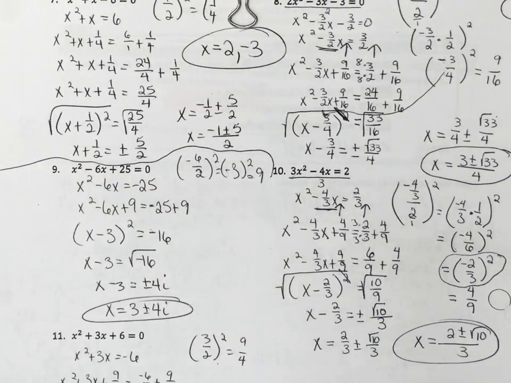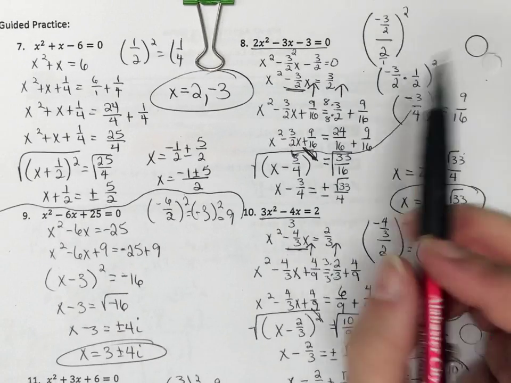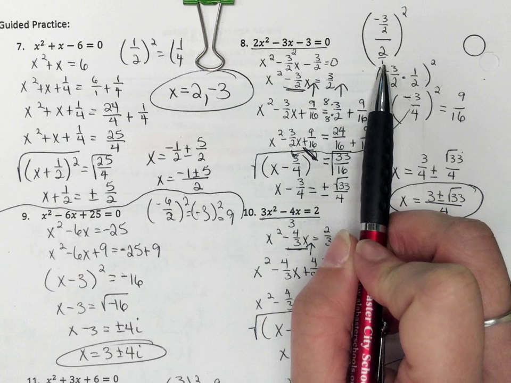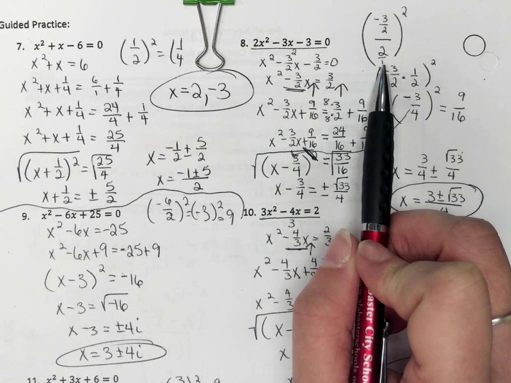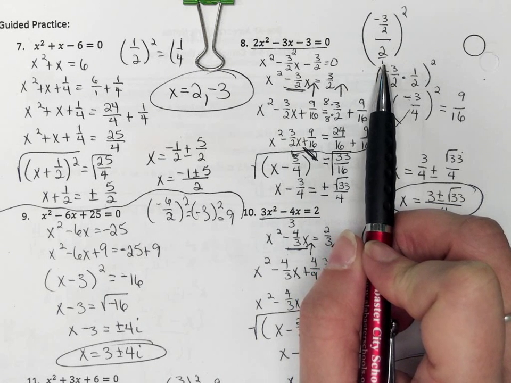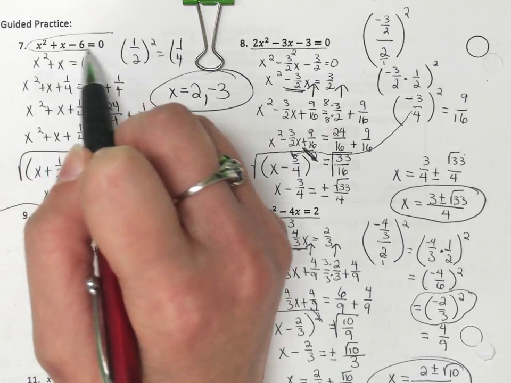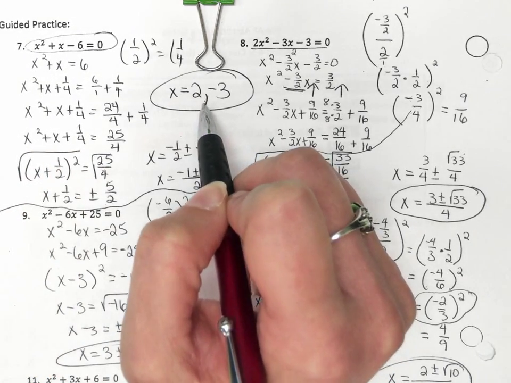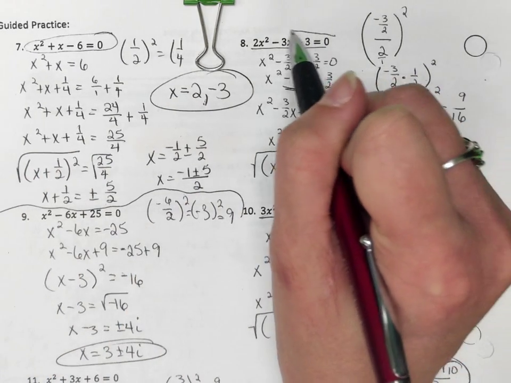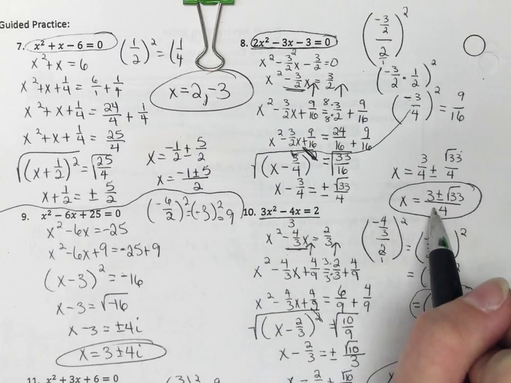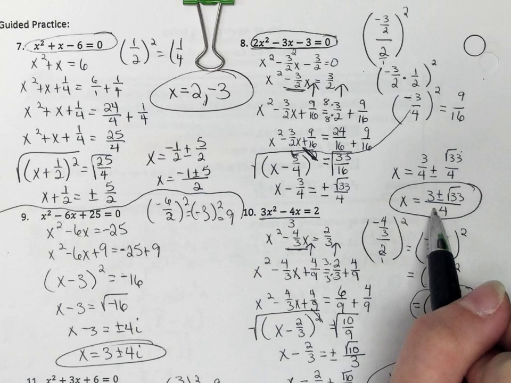So in reality, we just had problems with number 8 with the crazy fraction. Is that what we were saying? So how do you study for this quiz on Wednesday? You rework the problem. Take a clean piece of paper, write this problem down again, work it out, and see if you get 2 and negative 3. Then take a clean piece of paper, write down this problem, and see if you get the answer 3 plus or minus square root of 33 over 4. Are y'all okay?